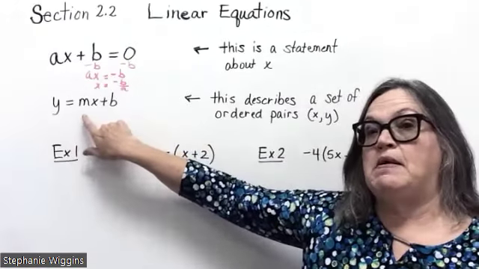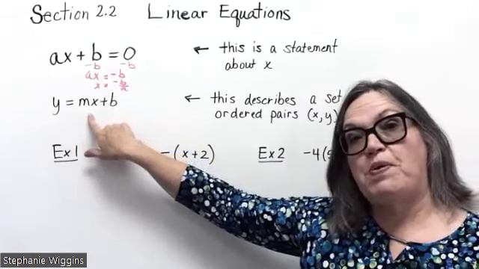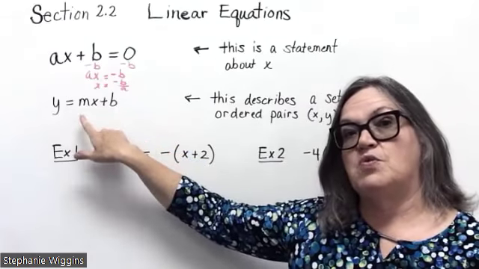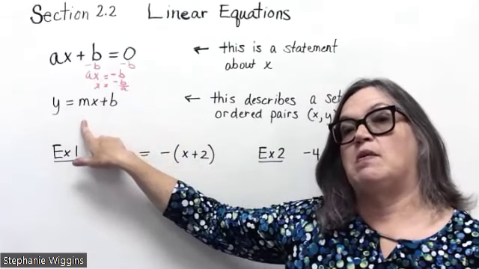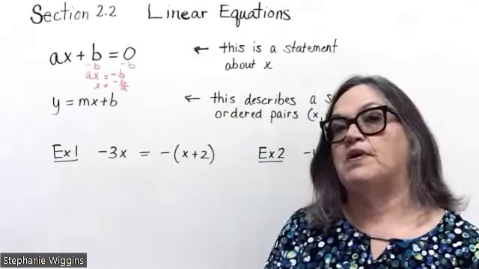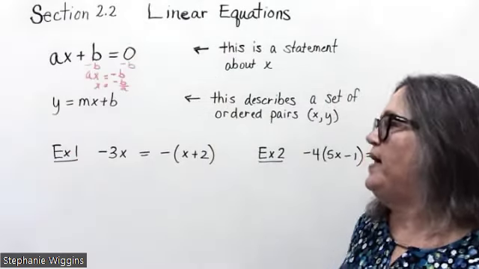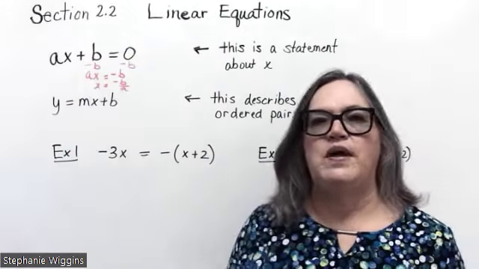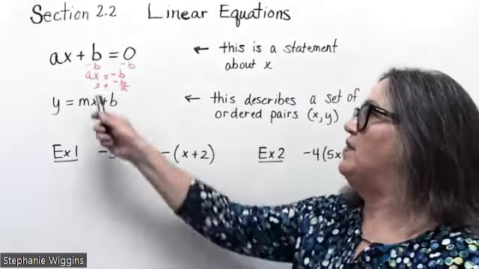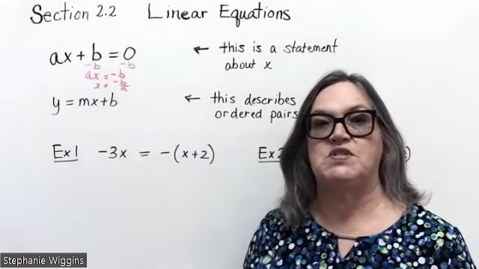Here, there are infinitely many ordered pairs that satisfy this equation. So this describes a function because we're talking about ordered pairs, whereas here, we're just talking about one number, negative b over a. Okay, so how do you know if an equation is linear? What you want to do is get it in this form, ax plus b equals 0.